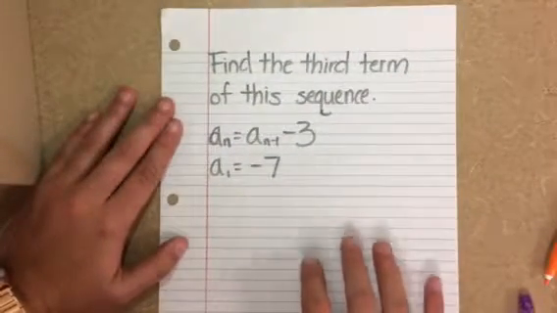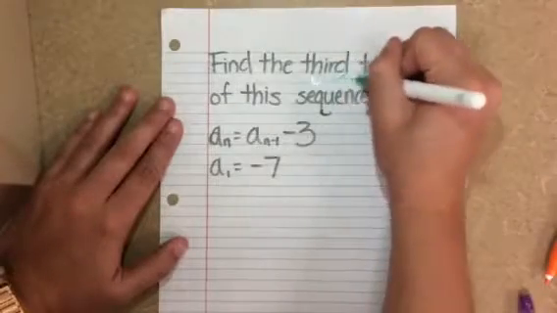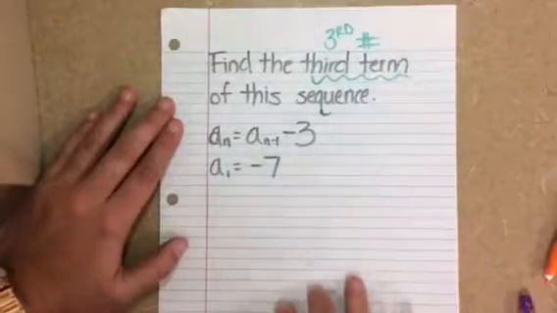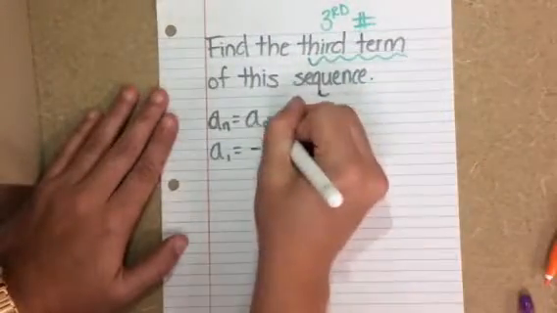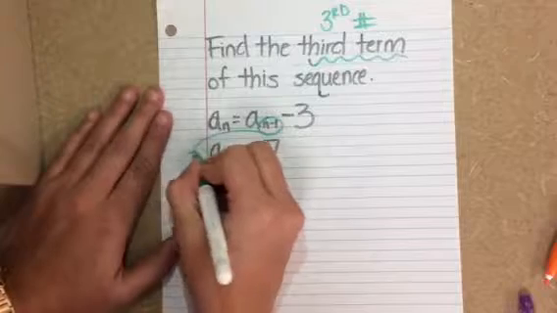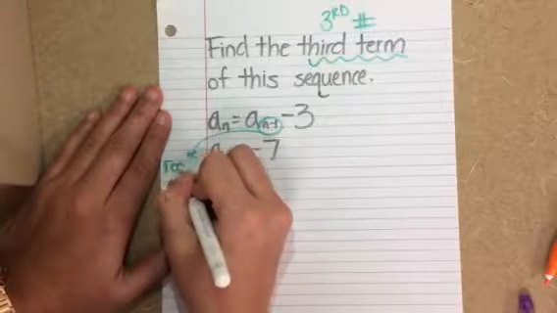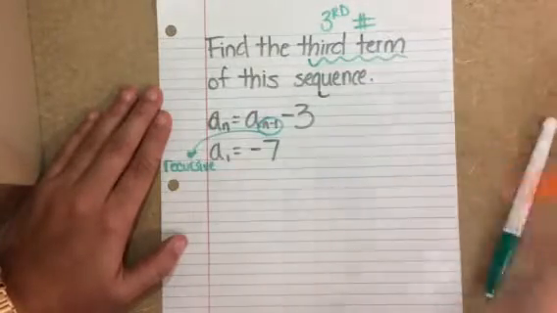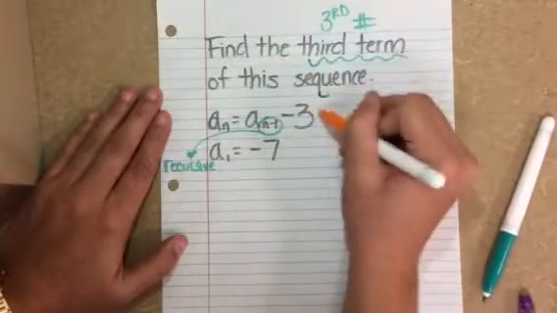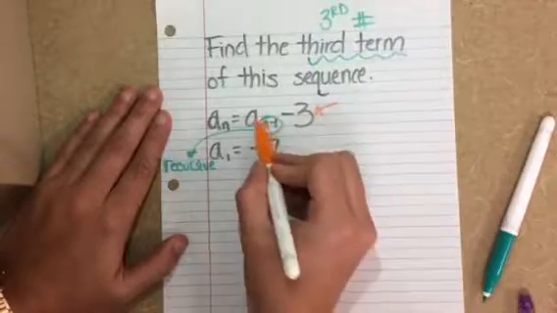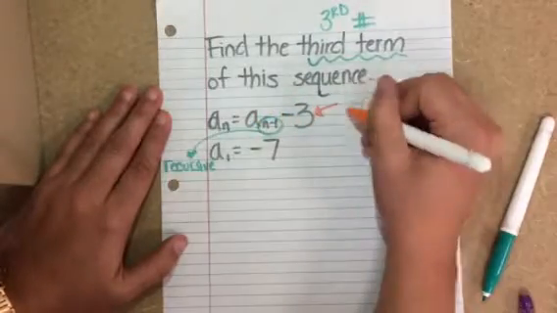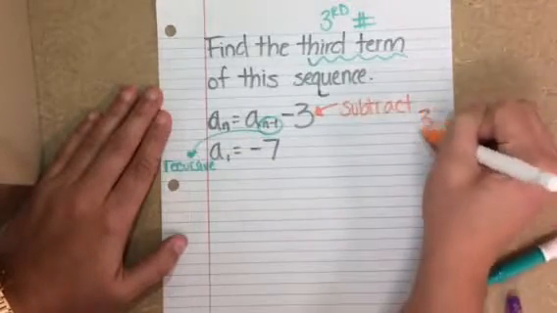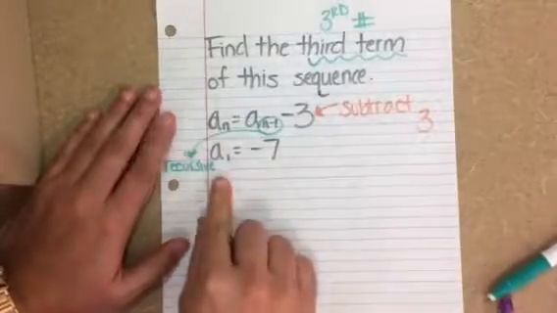Find the third term of this sequence. Third term means the third number. Okay, so you come back to the sequence. You see n minus 1 means I have a recursive sequence. And this right here, this 3, tells me what I'm going to be doing. So because of this 3, they're not multiplying. I'm taking away 3, so I am subtracting 3.